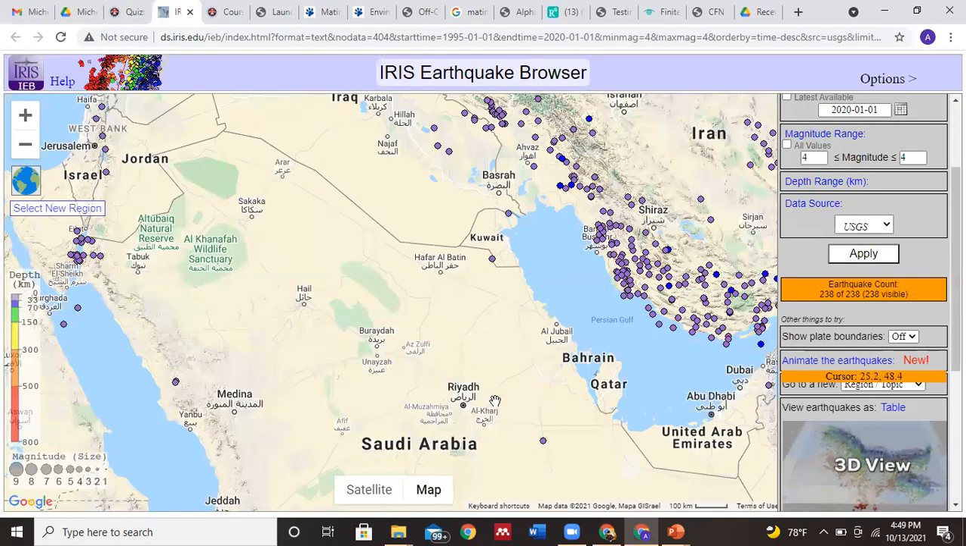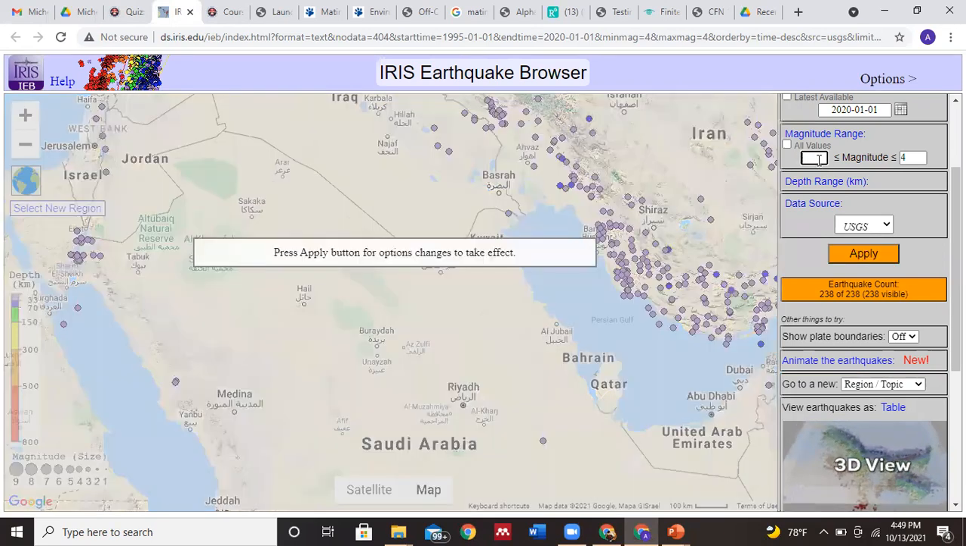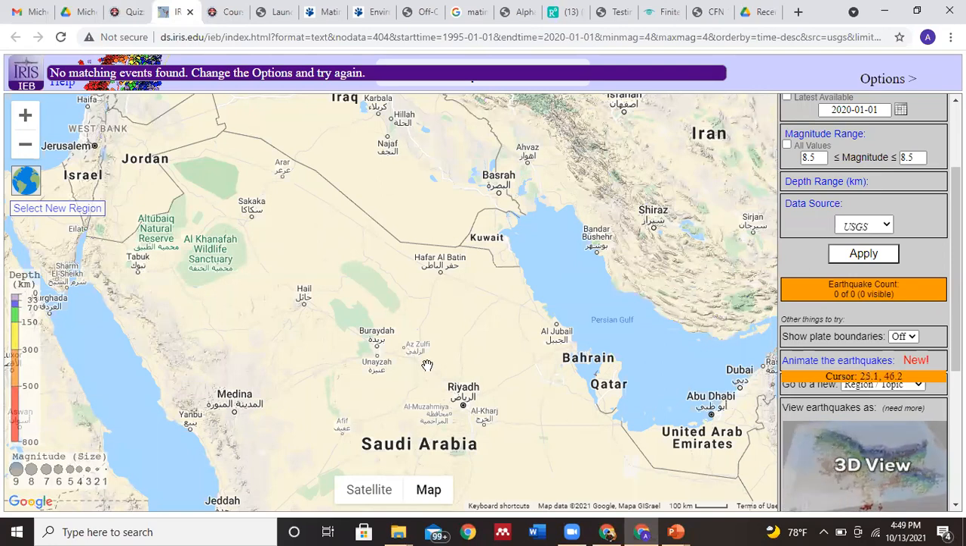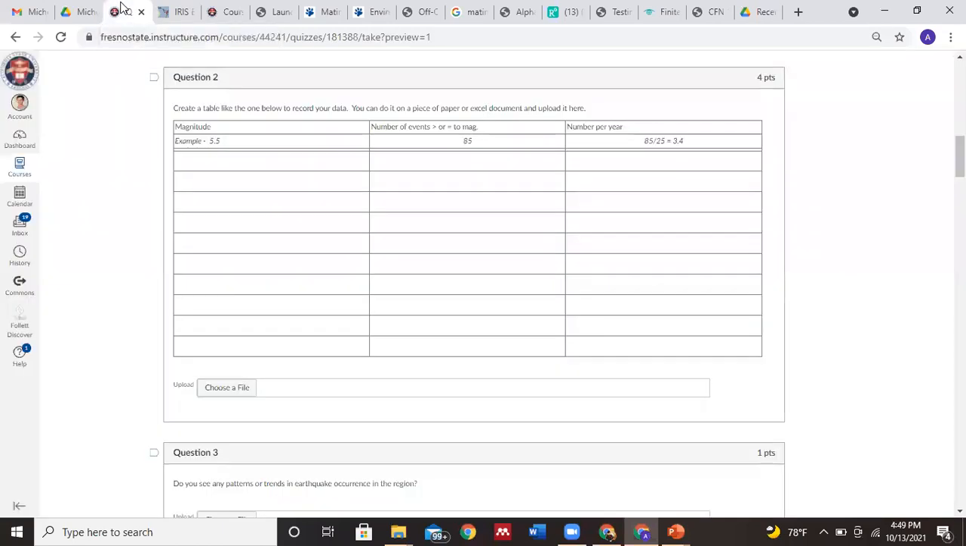Say this is your region. Again, the region is up to you. Right now my magnitude is at 4. Start with 8.5, and look at magnitudes above 8.5, and apply. This one has none, so it's going to be 0. If this was your region, you would put 0, and 0 divided by 25 is 0. You keep doing that for 8 and all the way down to 0.5. That's how you calculate the number per year.